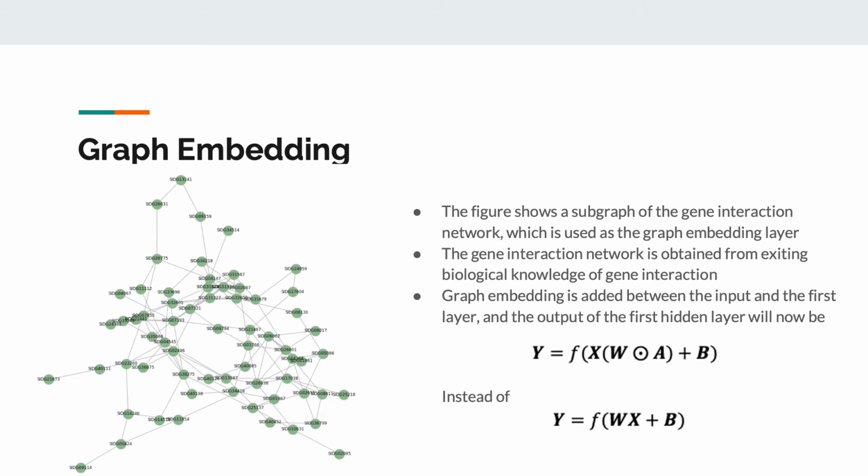The figure to the left shows a subgraph of the gene interaction network, which is used as the graph embedding layer. The gene interaction network is obtained from existing biological knowledge of the gene interactions, and the graph embedding layer is added between the input layer and the first hidden layer, and the output of the first hidden layer will now be shown in the formula below.